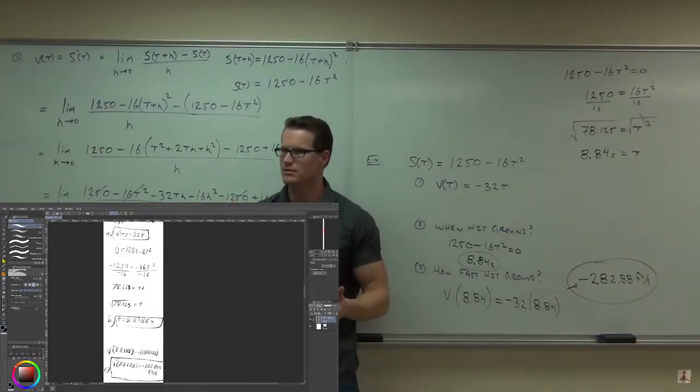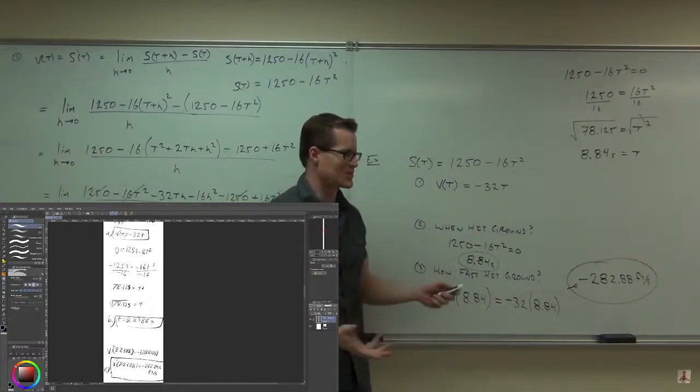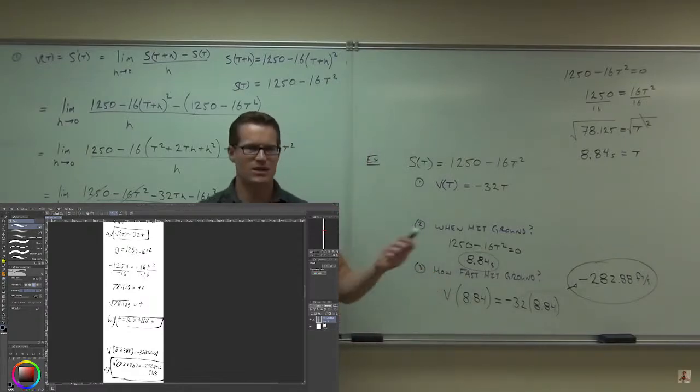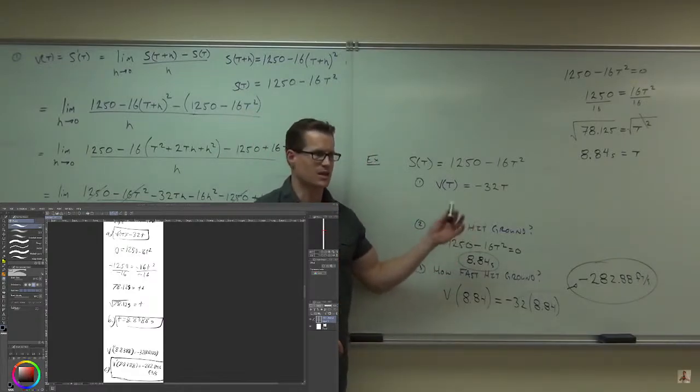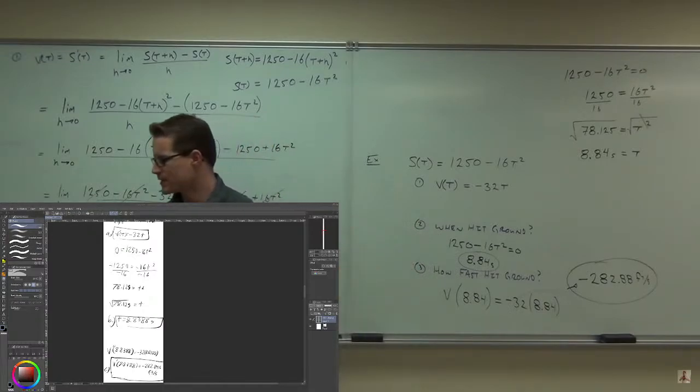Did you get the idea? So that's our idea. It's kind of useful stuff. Pretty cool. Can't do that normally. Only with calculus and limits can you actually find an instantaneous velocity.